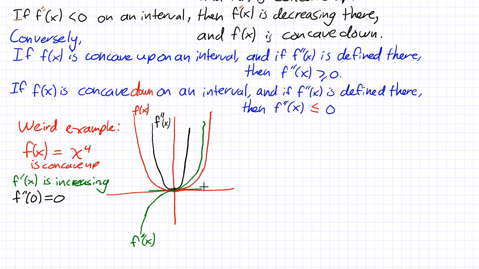So that's why you can't conclude that f double prime of x is always greater than 0, because it might be equal to 0, but at least it's greater or equal to 0. So there's weird functions like that. Let's look at a couple more examples.